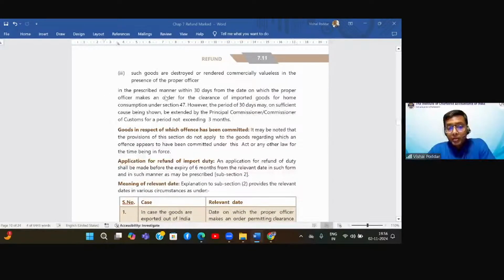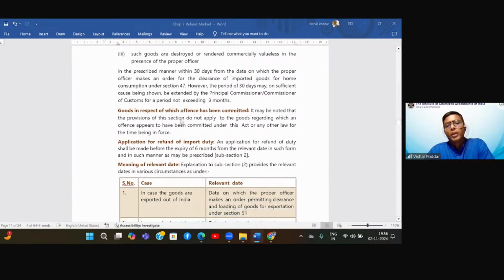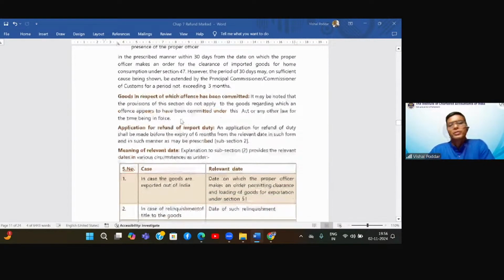All this has to be done in the prescribed manner within 30 days from the date on which the proper officer makes the order for clearance. So if after the order of clearance is made, you realize that the goods are defective, not as per standards, and hence you want this benefit, then 30 days is the time given. However, as we all know that this timeline is very stringent, so they have further provided relaxation that on sufficient cause being shown, it may be further extended by the principal commissioner, but for a period not exceeding 3 months.